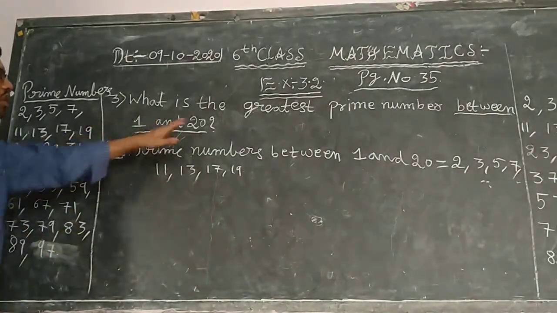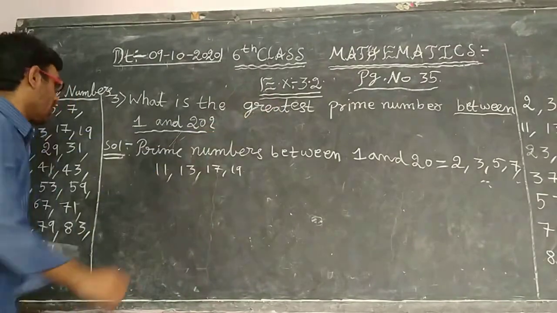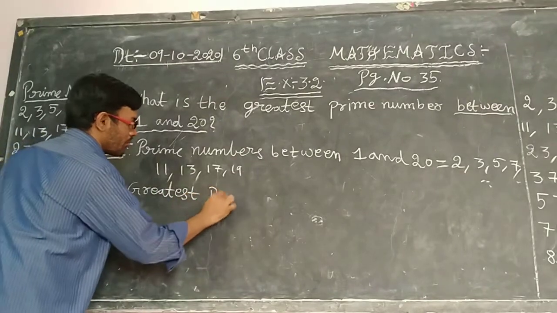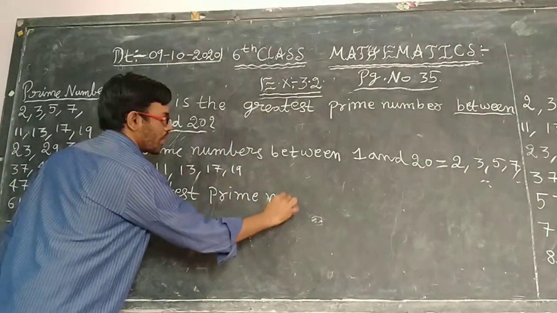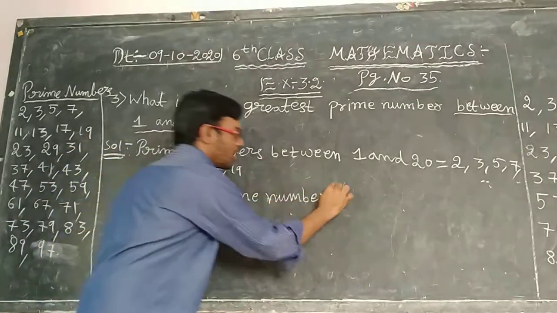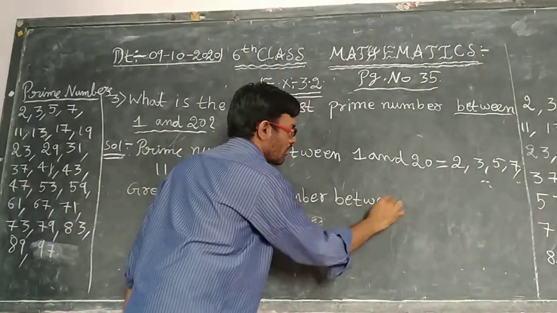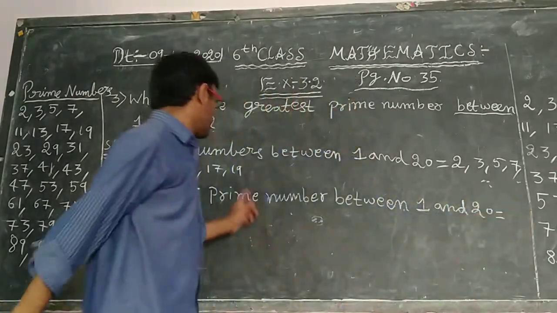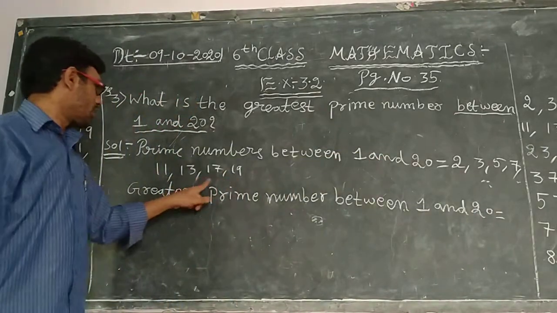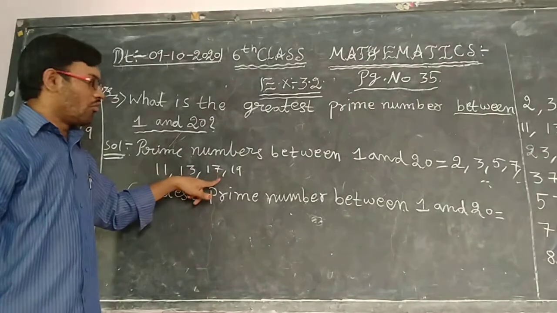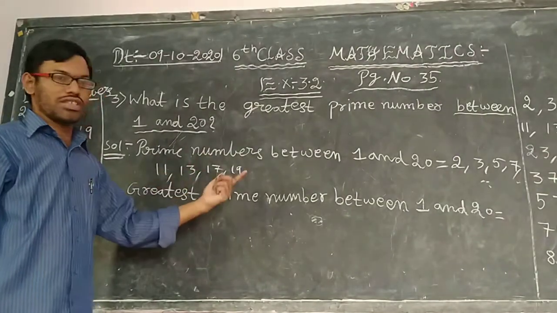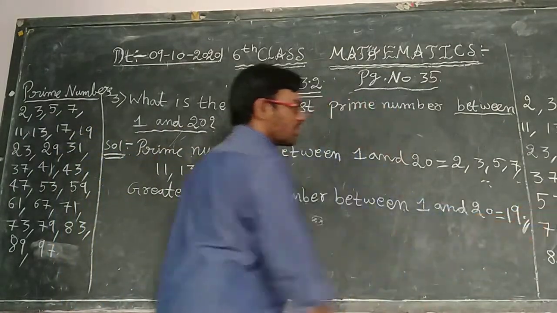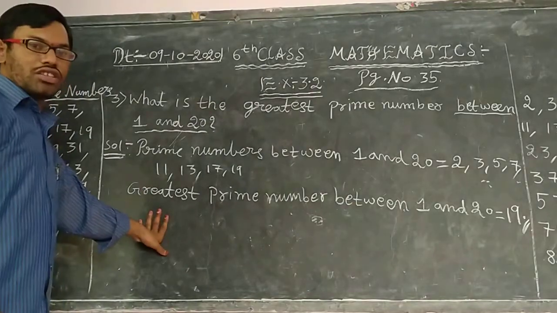Next, what is he asking? The greatest prime number. So now the second step is the greatest prime number between 1 and 20. In the first step, we found all the prime numbers between 1 and 20. In these prime numbers, the greatest means the last one. What is the last one? 19. So 19 is the greatest prime number. This is the solution of the third one. Like this you are supposed to do.